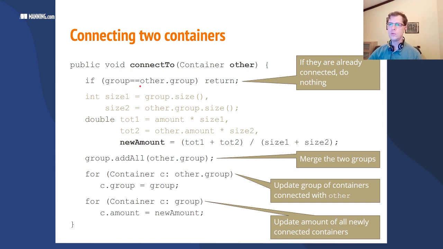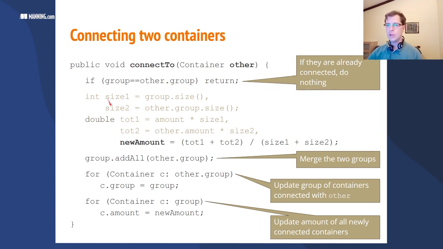It's telling you that I intend to share these sets among all containers that belong to the same group. They're going to have the same set. They're not going to have different sets containing the same elements. They're going to link to the same hash set. So in this way, it's very easy to check whether two containers are already connected. They're connected if their sets, these group references here, are exactly the same. So if they're already connected, do nothing.